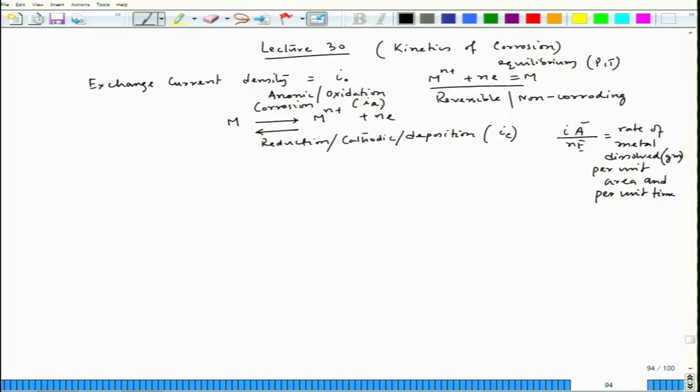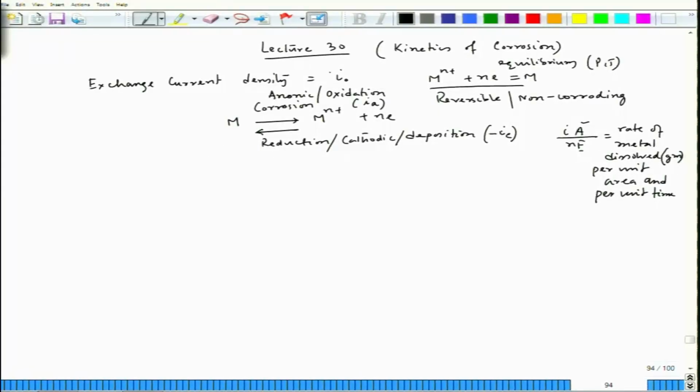And in order to indicate the direction of flow of these two currents, we have put a negative sign in front of IC. This negative sign does not indicate that the value of current density is negative, it indicates that it flows opposite to the anodic current or the corrosion current density. Now, when they reach equilibrium, we come across I0, the exchange current density, which is basically the reversible condition and non-corroding situation, because whatever metal ion forms goes and deposits on the metal surface.